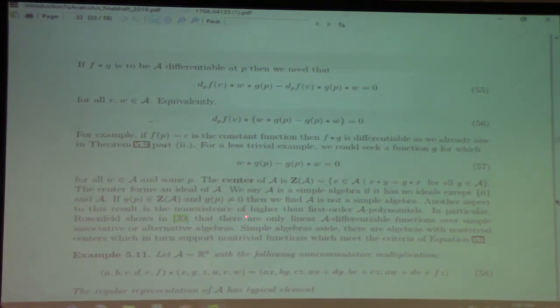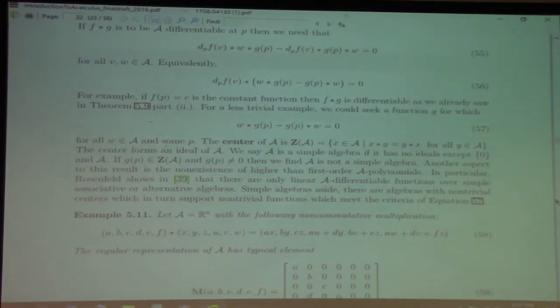Anyway, the center is an ideal, right? In the sense it's got that closure, it's a subring. So if g of p is in the center of A and g of p is not 0, then we find that A is not a simple algebra. A simple algebra is one that has no non-trivial ideals except for the whole algebra and the 0, right? So if the center has a point in it which is not 0, then unless it's the whole algebra, it's not a simple algebra.